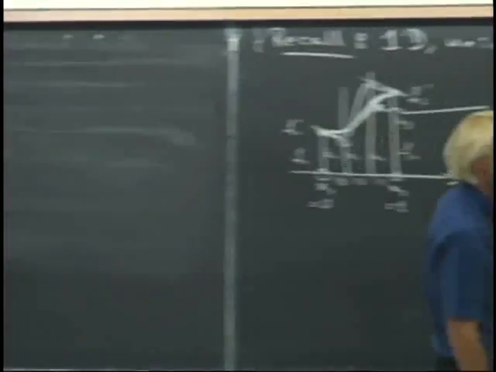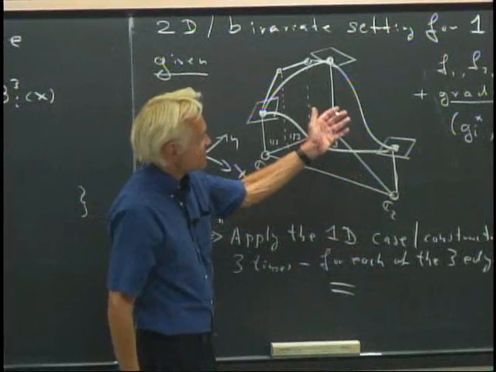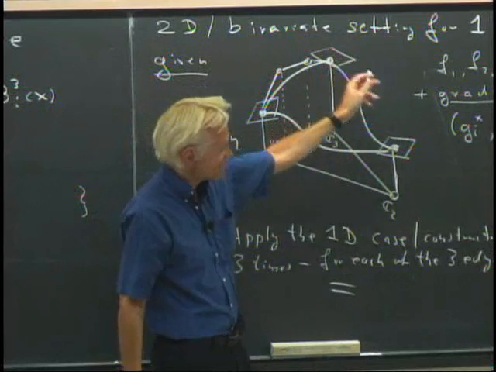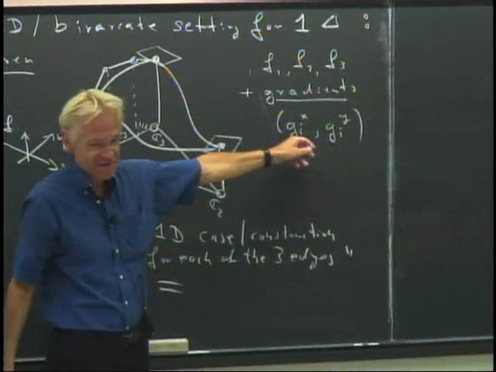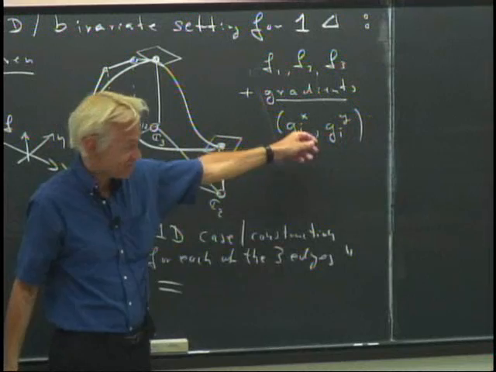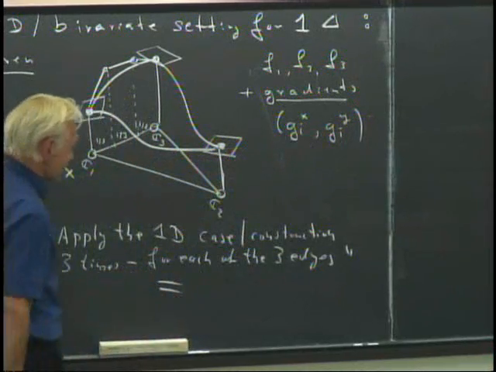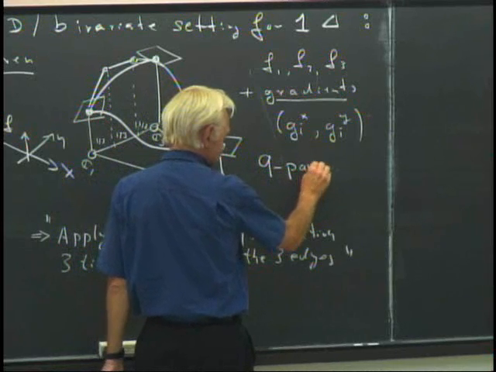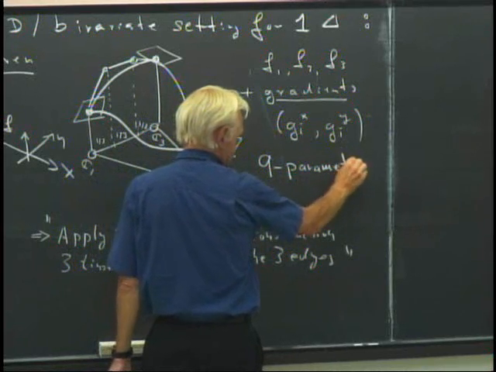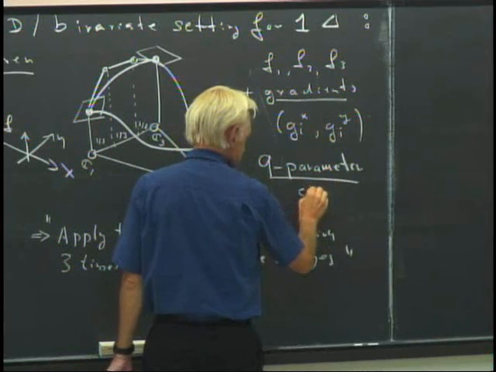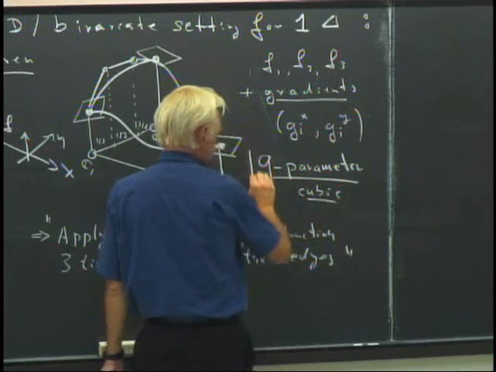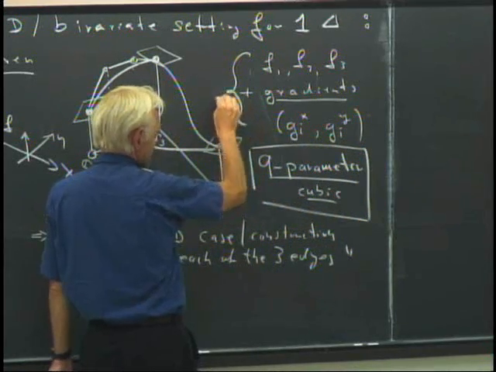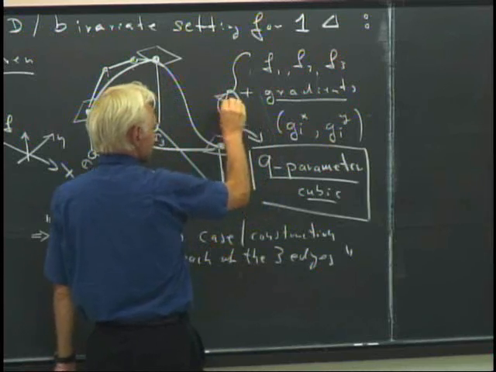This construction also has a name. How many pieces of information are there? 1, 2, 3 function values plus 3 times 2. So there are 9 pieces of information. That's the way to think about it. That's why this is called the 9-parameter cubic patch. Again, why? Because this is the input that's feeding the construction.